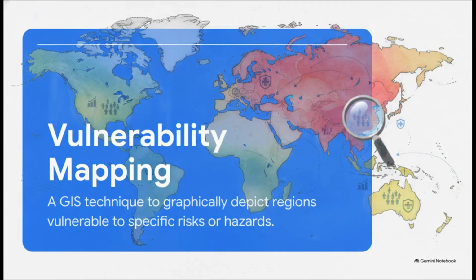So the crucial point here is how we use this tech for vulnerability mapping. This is a GIS, or Geographic Information Systems technique, that graphically shows us which regions are most vulnerable to specific risks. It's not just a basic map. It evaluates the social, economic, and environmental layers that make an area fragile. The whole goal is to spot those high-risk zones early, so we can intervene before a hazard even has the chance to snowball into a full-blown disaster.